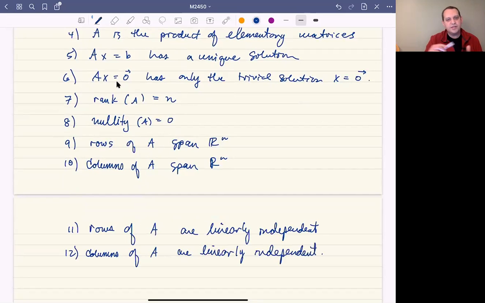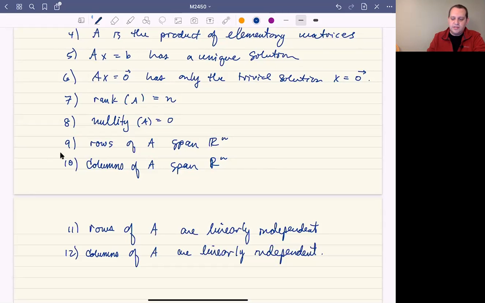So again, somehow this determinant encodes a whole lot of information about the matrix A, information about whether it has an inverse, whether or not AX equals B has a unique solution, whether A is a product of elementary matrices, what the reduced row echelon form of A is, what the rank of A, the nullity of A, the row space, and the column space are, whether those rows or columns are linearly independent, and more. More is to come. So the determinant, again, holds a lot of this information.